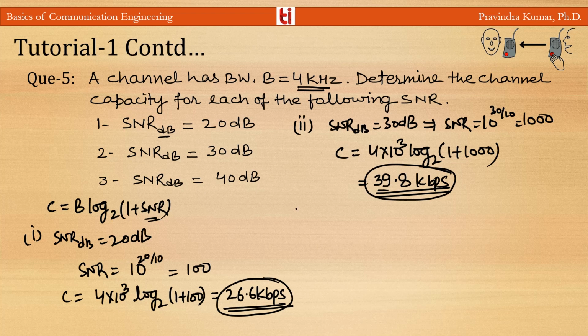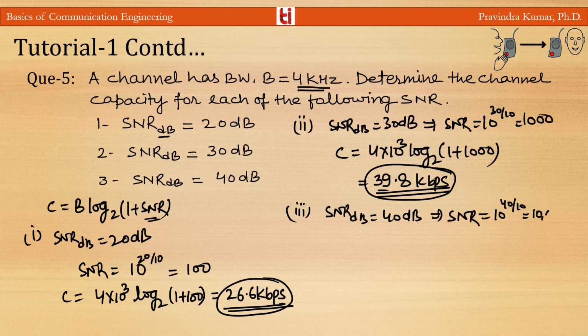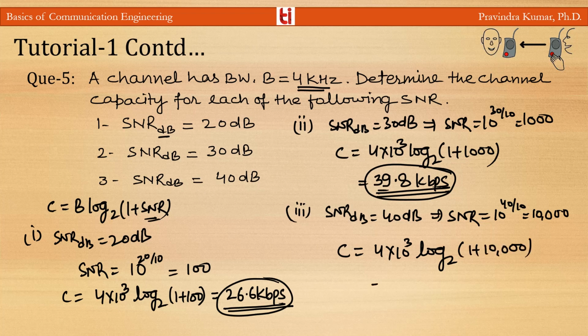And third case, SNR in dB is given as 40 dB. So in normal, SNR can be 10,000. So the channel capacity, with bandwidth constant, will be 4 into 10 to the power 3 log 2 (1 plus 10,000), and it will be 53 kbps. So here we can see as the SNR gets higher and higher, we can achieve higher channel capacity.